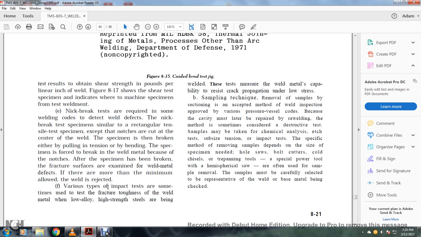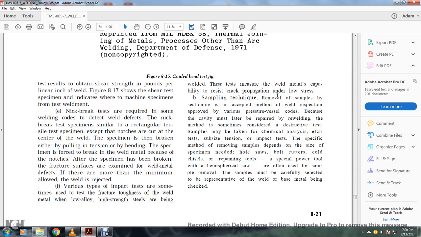Various types of impact tests are sometimes used to test the fracture toughness of the weld metal material, especially when low-alloy, high-strength steels are being welded. For these tests, the measure is how well the weld metal resists crack propagation under low stress.